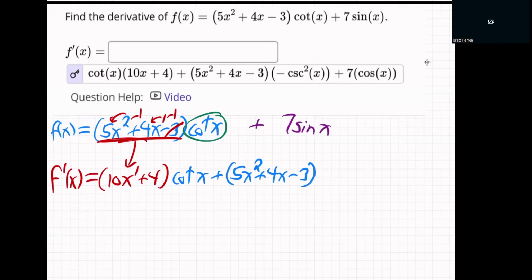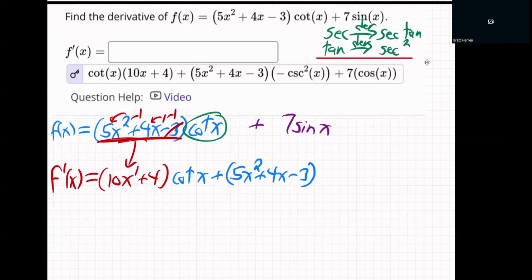Times, now it's this guy's turn. Derivative of the second function. Now, what's the derivative of cotan? Well, I could tell you. Let me give you a few of them. Derivative of secant is secant tangent. Derivative of tangent is secant squared. Okay, it's good to know those two.